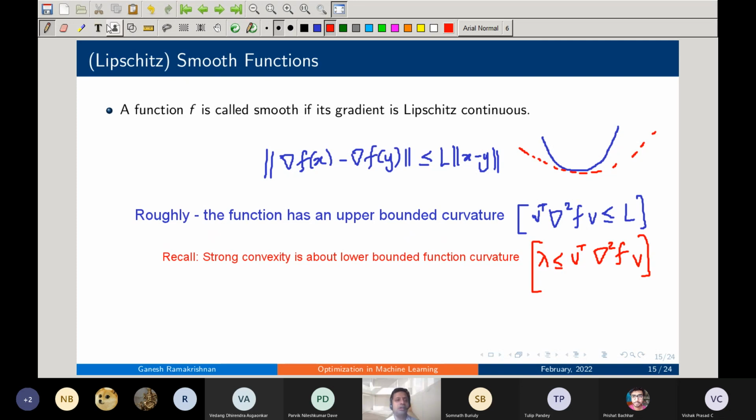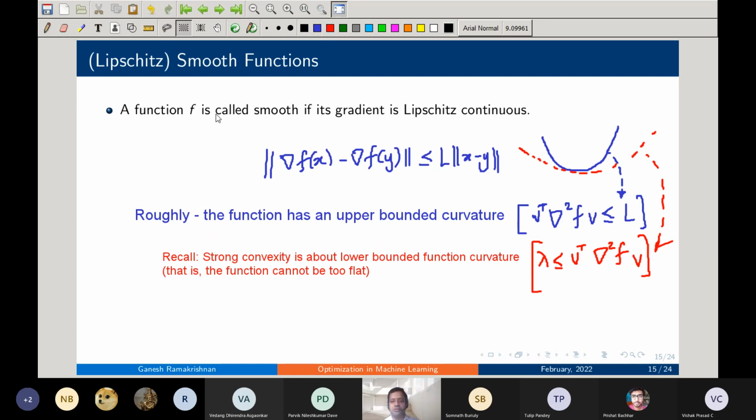So here, in the case of strong convexity, the function cannot be too flat. So we are putting that red curve to indicate that there's a limit to how flat it will be. Whereas the blue curve is saying that the function cannot be too curved upwards. Okay.